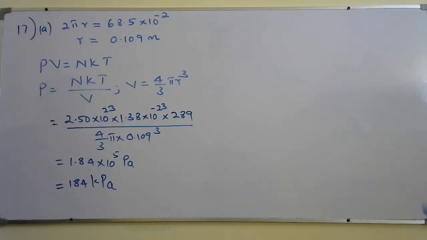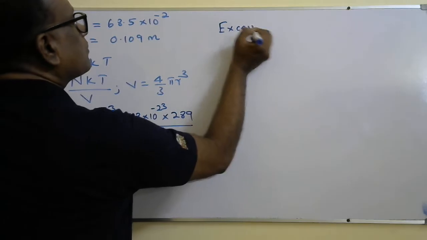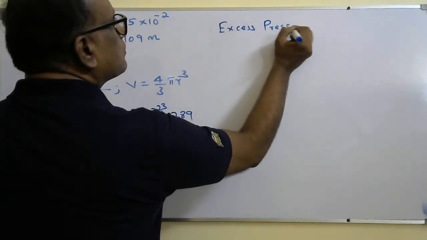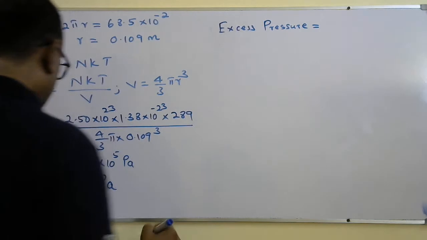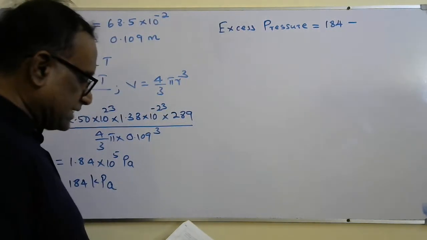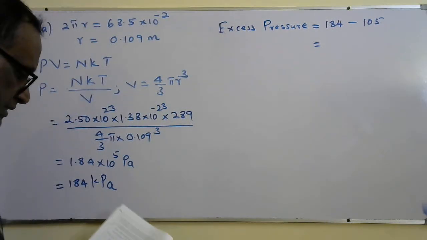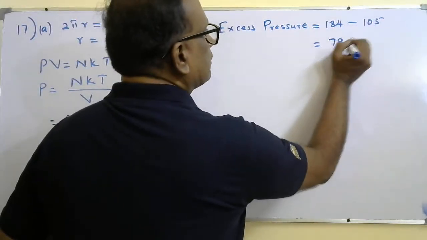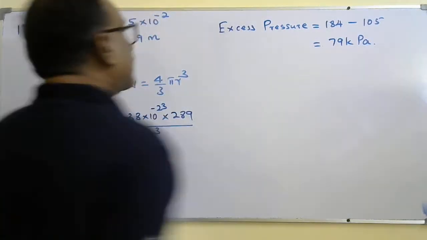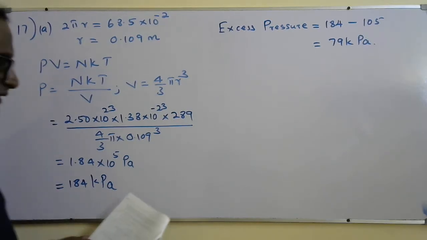So atmospheric pressure, we know that is 105 kilopascal. So excess pressure equals 184 kilopascal minus atmospheric pressure, which is 105. So that is going to be 79 kilopascal. But according to the FA rule, it could be somewhere between 60 kilopascal to 110 kilopascal.